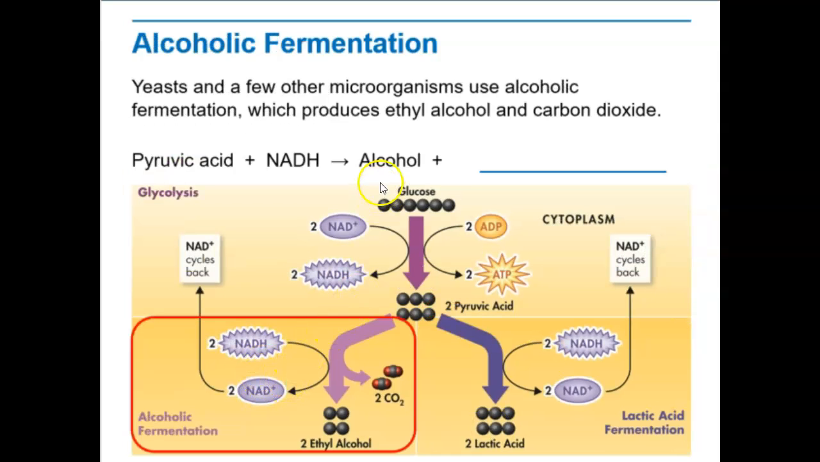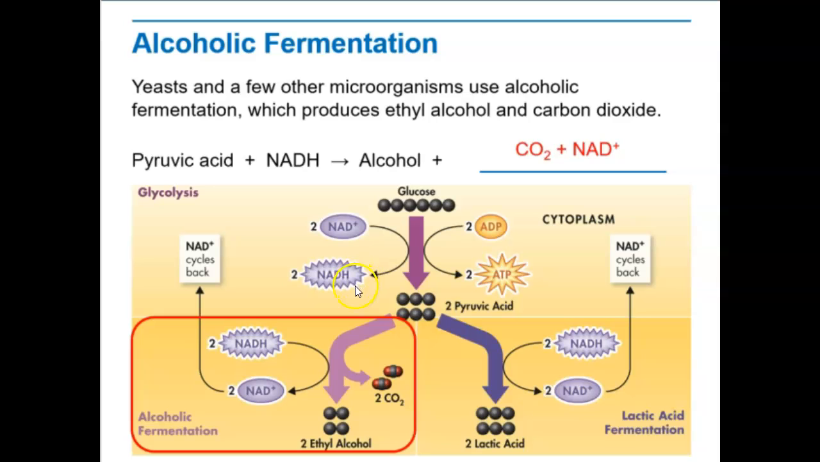Okay, so alcoholic fermentation. There are a few microorganisms that can do alcoholic fermentation. Yeast are one of them. So if you've ever used yeast to bake bread, you have done experiments with alcoholic fermentation. In alcoholic fermentation, pyruvic acid and NADH produce alcohol, 2 ethyl alcohol, and what else? We have 2 CO2 that you can see here, and we have NADH being used, which is producing 2 NAD+.